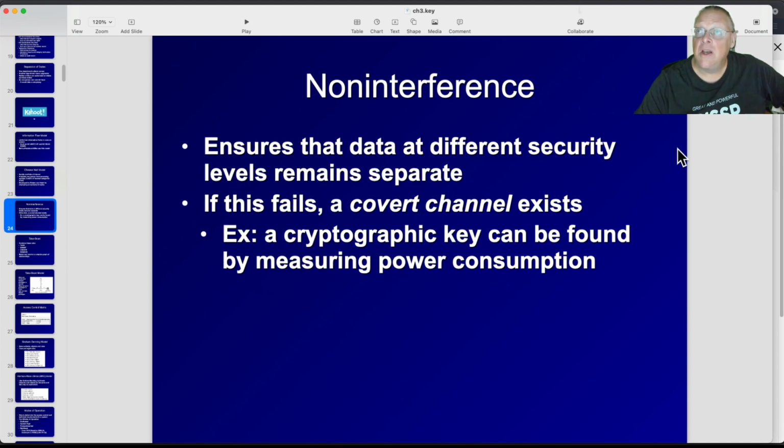Non-interference is a very important and very difficult property to achieve of a security system. This is how you make sure that data at different security levels doesn't affect data at another security level.